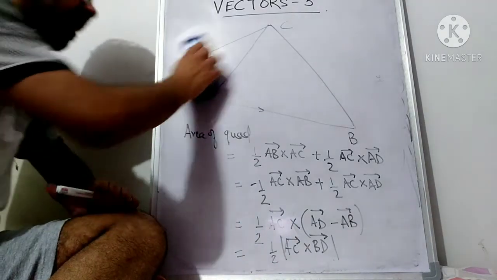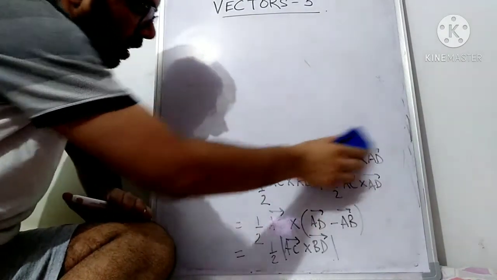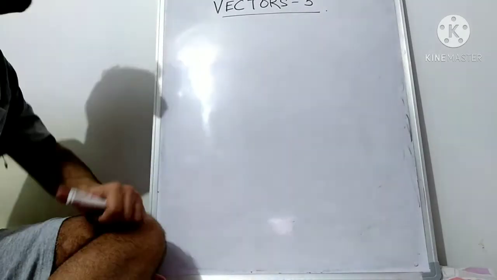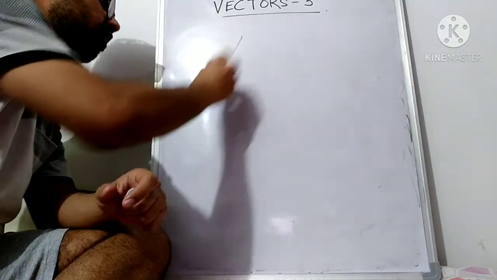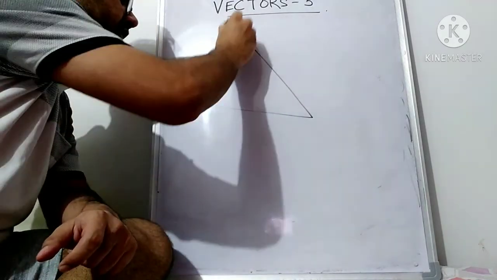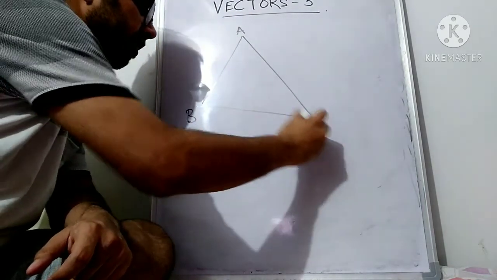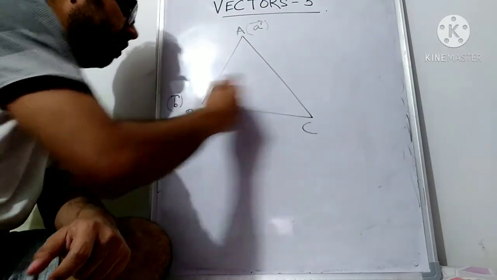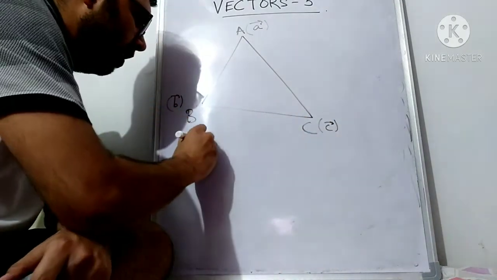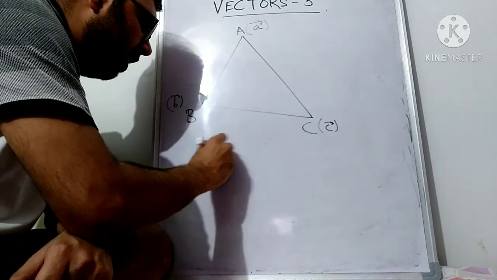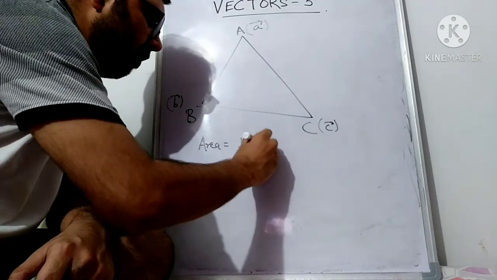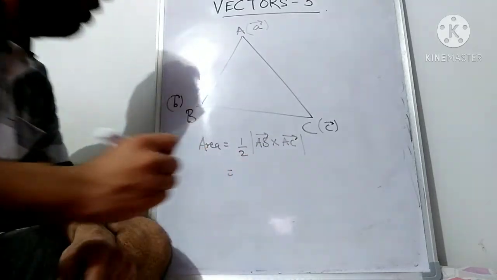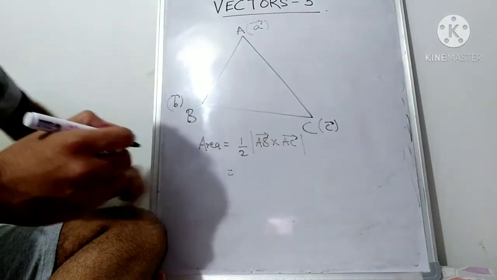And the last topic for this video today is when we know the position vectors of the vertices of a triangle. So this is the triangle that we have, triangle ABC. The position vector of A is A vector, position vector of B is B vector, and position vector of C is C vector. Now in order to find the area of this triangle, we will do half of AB vector cross AC vector. We know this formula: you take the cross product of the adjacent sides, take the mod and divide by 2. So half AB cross AC.